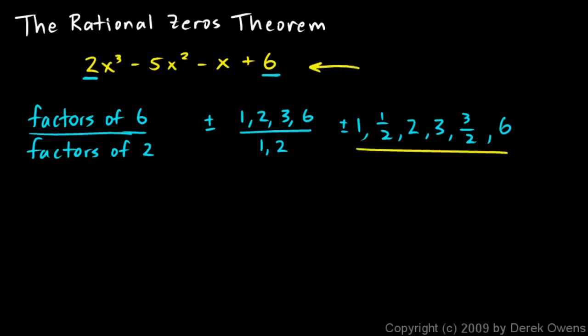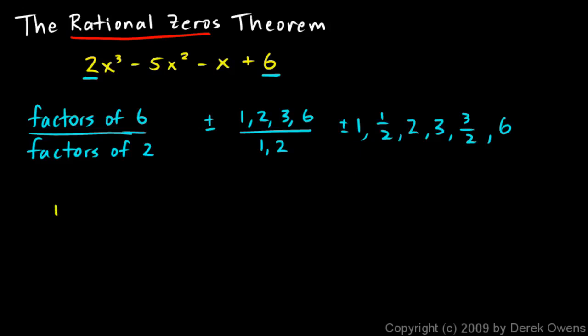In fact, if there are any zeros of that polynomial that are rational numbers, and you see the name there, rational zeros, then they will be in that list. So what we'll do now is just try them. I'm going to start at the beginning and work through them one at a time and see if we find any that are zeros. So we'll start with 1 here.